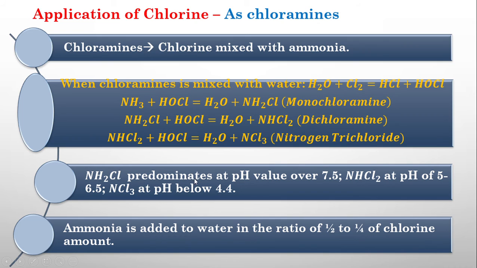Monochloramine will disinfect bacteria effectively at pH greater than 7.5. Dichloramine kills bacteria effectively between a pH of 5 to 6.5, and nitrogen chloride kills bacteria below pH 4.4. So all these are effective disinfectants. And the ratio of ammonia in water is given here. This is the dosage of ammonia.